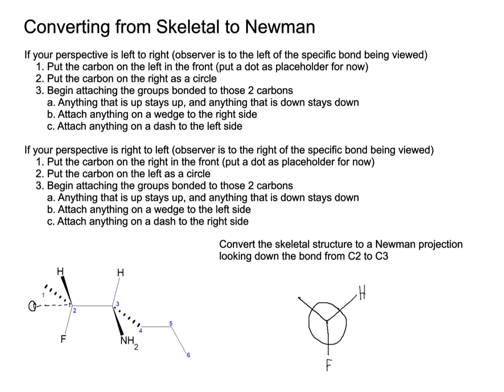Now, what do we have coming off of C3? Well, it looks like up, we have a hydrogen. On a wedge, going down, we have an NH2. So we're going to put that on the right. And on a dash, going down, we actually have a purple group. So there we have it. There is the Newman projection looking down the C2-C3 bond.